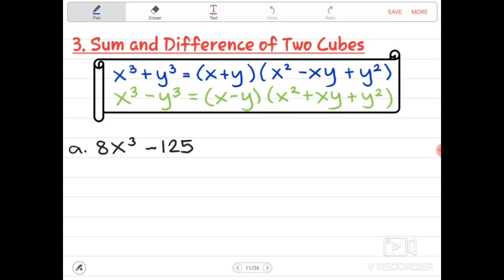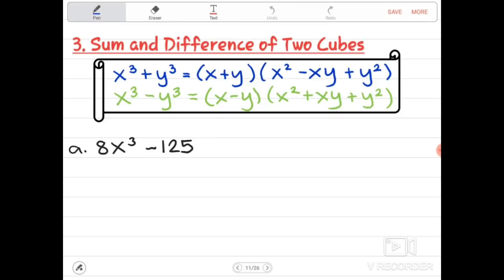So, this is similar to the second type of factoring, the difference of two squares. But this one is cubes. The first term and the second term need to be perfect cubes. The difference is that this can be used for both plus and minus. Earlier, it was difference only. This one, sum and difference.